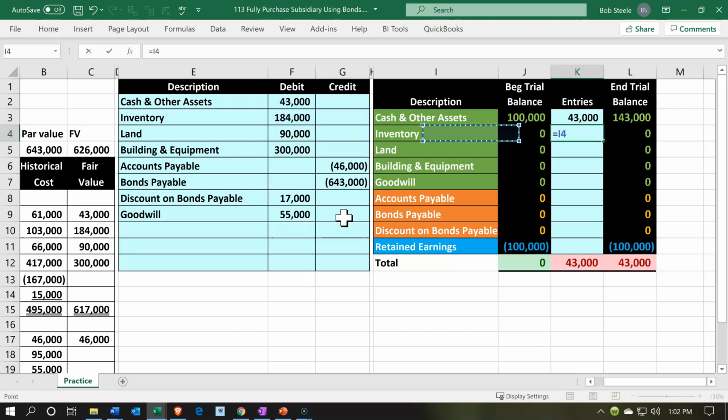Inventory, it of course is going up by the 184,000. Land, it's going to be going up by the 90,000. The building and equipment, it's going to be going up by the 300,000. We're not recording the accumulated depreciation. We're putting it on the books as if it's a new thing to us, right? And then we'll depreciate it from that point. And then we've got the accounts payable. Let's go down here. That's going to be the 46,000.